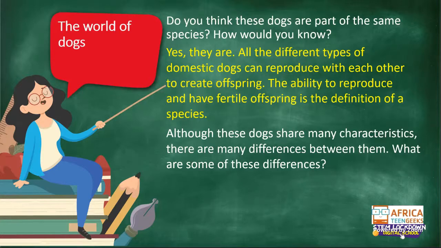The ability to reproduce and have fertile offspring is the definition of a species. Okay. So can you guys all see that there? So the question said, what is the definition of a species? Yes, it's true. The recording is on YouTube. The question says, what is the definition of a species? And I'm telling you the answer is the ability to reproduce and have fertile offspring. That is the definition of a species. Okay. Because species cannot reproduce between other species. They can only reproduce within their own species. So that is how we define a species.